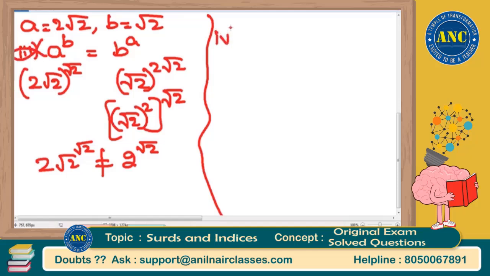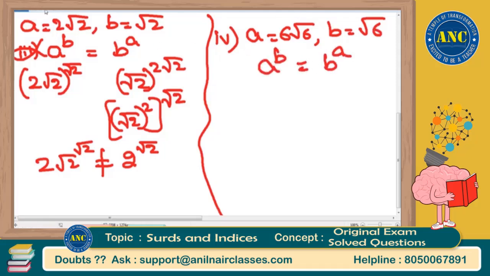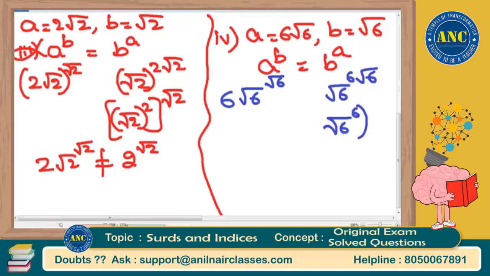Ruled out. Fourth option similarly. A value is given as 6 root 6, B is root 6. So A power B is equal to B power A is what I need to check. A value is 6 root 6, so 6 root 6 power root 6. Here it is root 6 power 6 root 6. Root 6 power 6 root 6 can be written as root 6 power 6 whole power root 6. Now root 6 whole square is nothing but 6, which is 2 into 3. So it is 6 cube. 6 cube is nothing but 216. I believe that you are able to understand, sir.